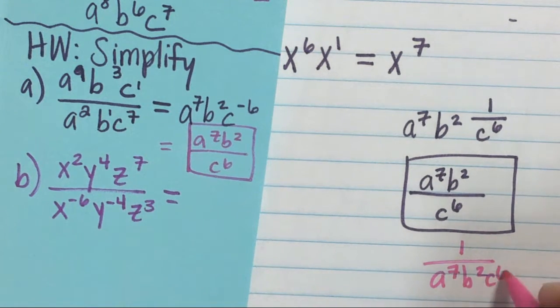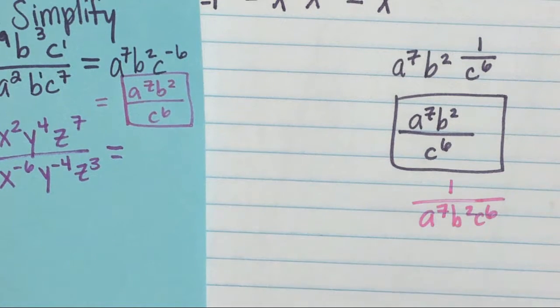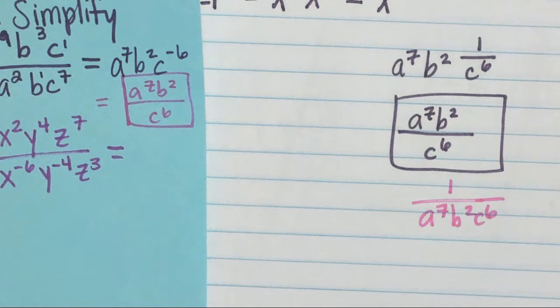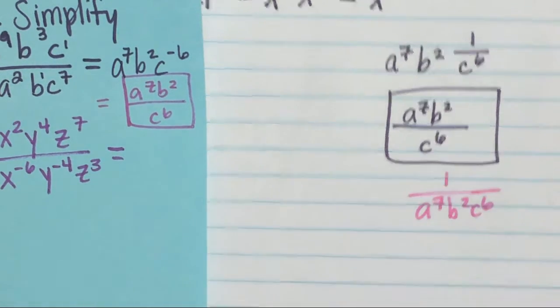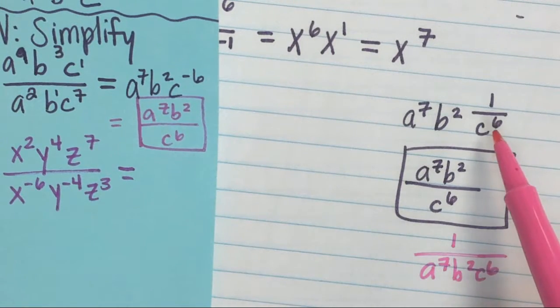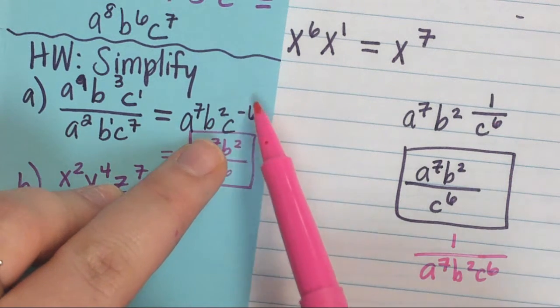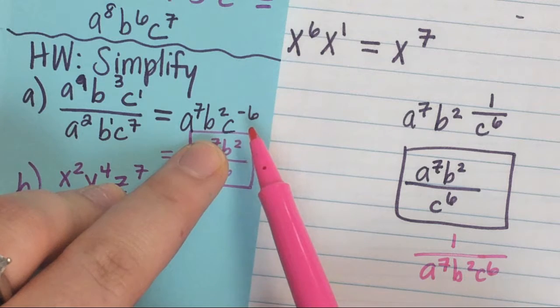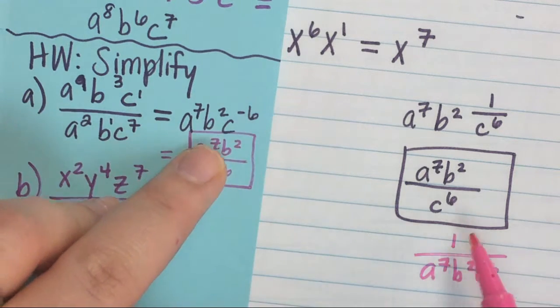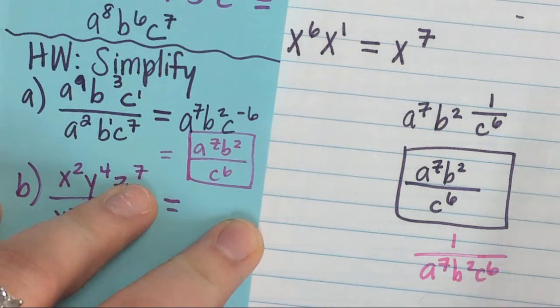Why? I do not know. You only get sent somewhere if you're negative. You only get to move if you're negative. So the only reason we move c to the 6 is because before we had c to the 6 in the numerator and he was negative. If they're not negative, they don't go anywhere. You can't suddenly push them to the bottom or push them to the top.